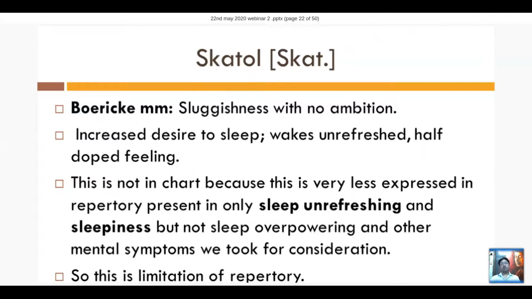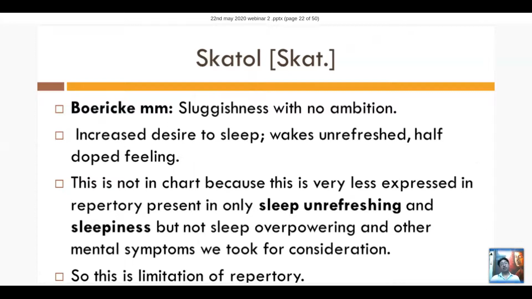This remedy is not in the chart because it is very poorly expressed in the repertory. It is present only in the rubrics sleep unrefreshing and sleepiness, but not in sleep overpowering. And in this case, there is no overpowering sleep; basically there is sleepiness. The other mental symptoms we considered are not justifiable. We should not take those mental symptoms.